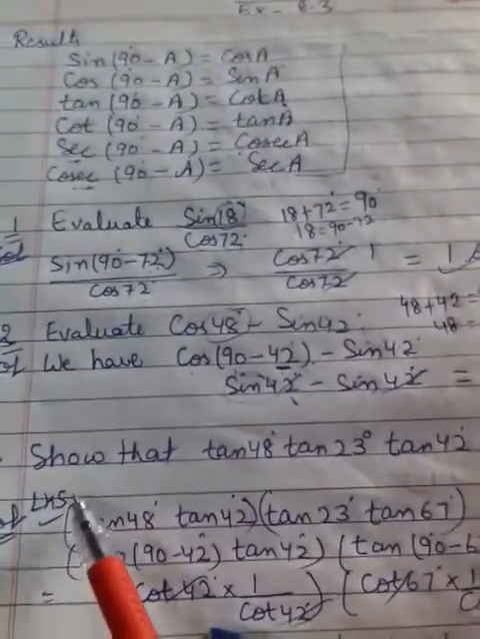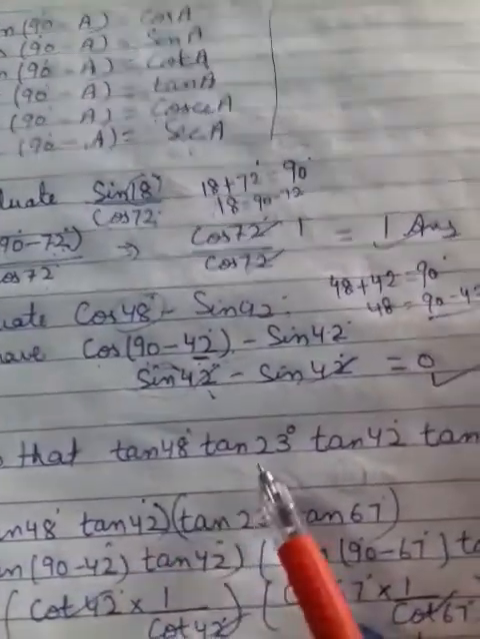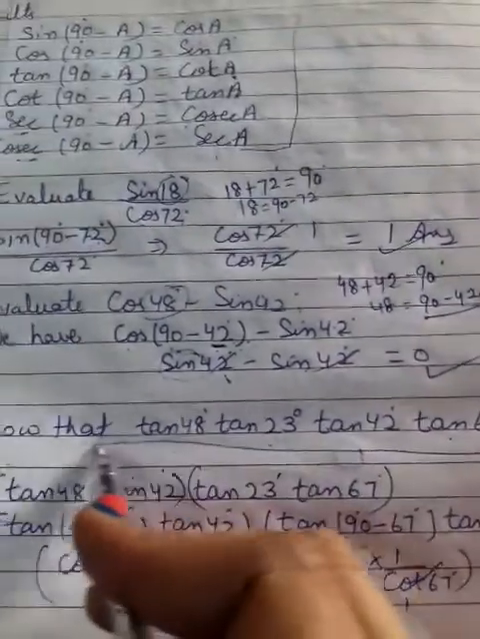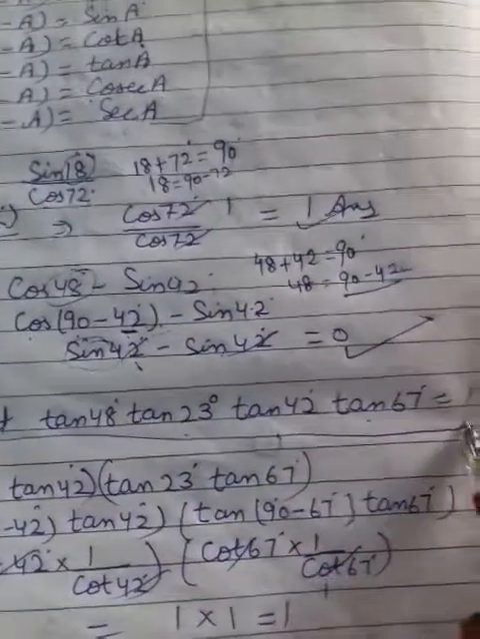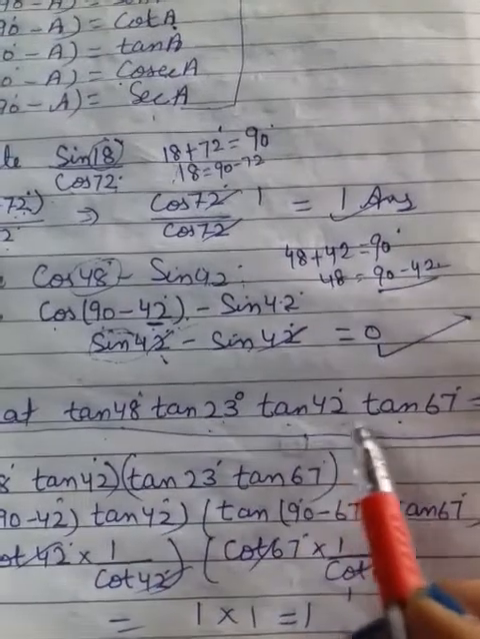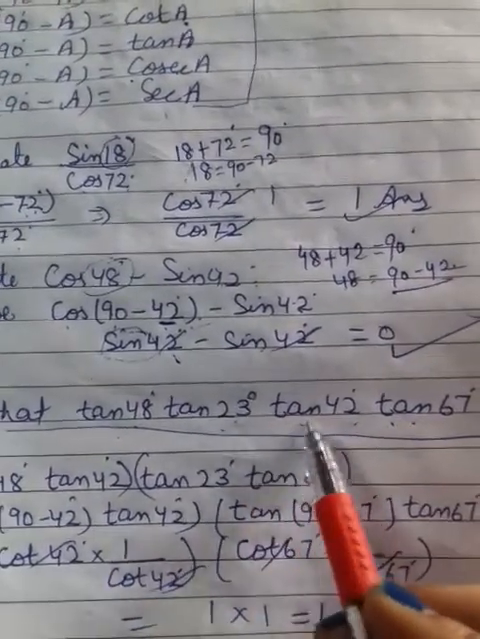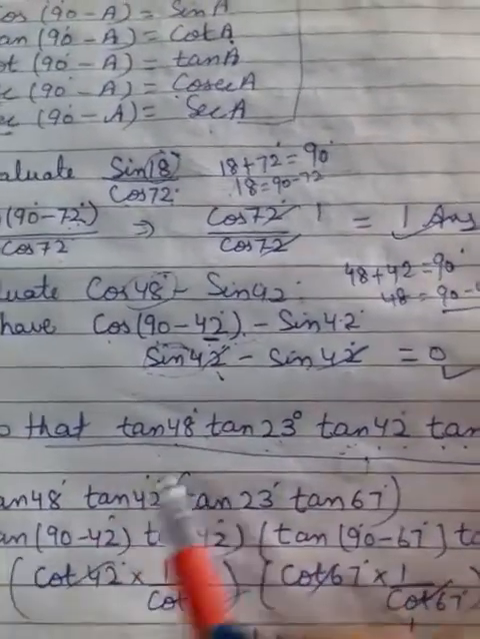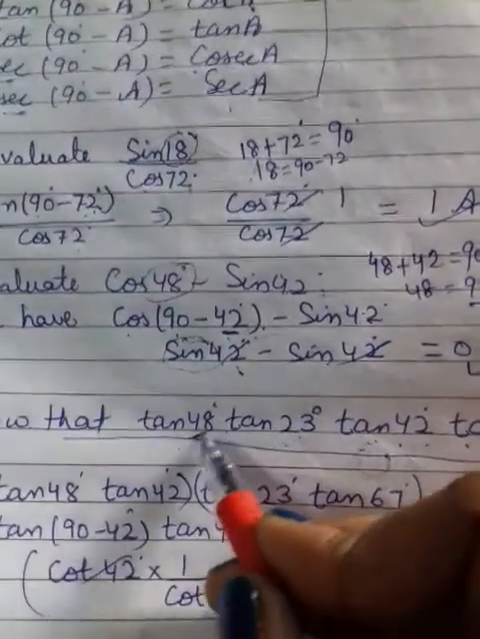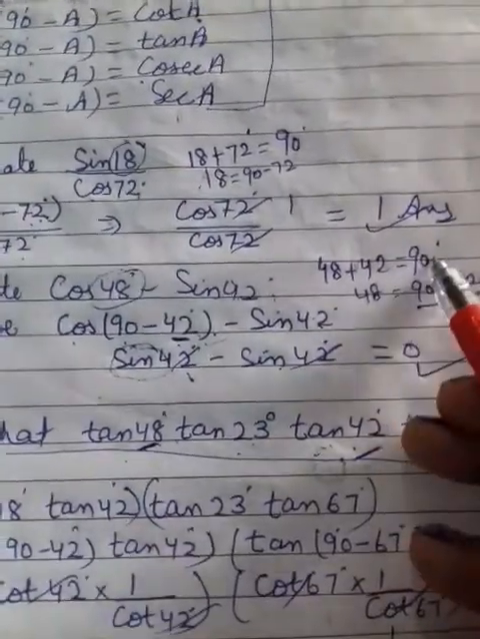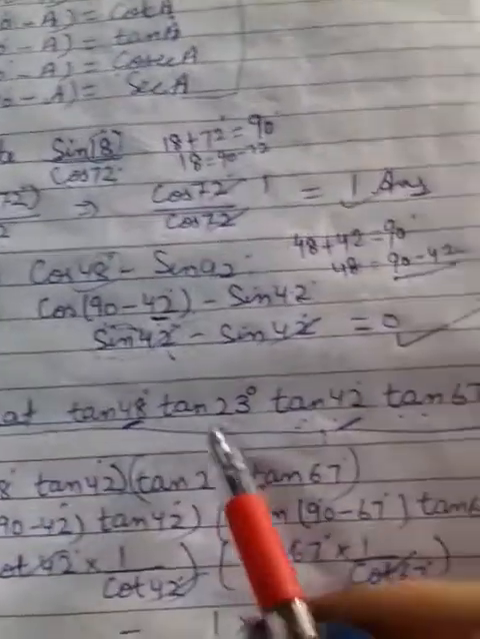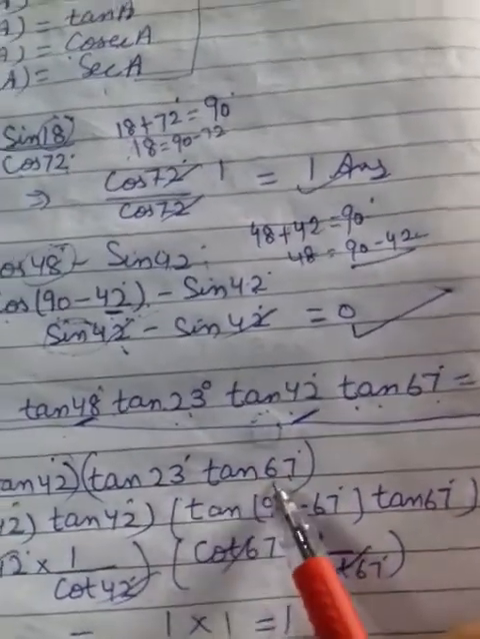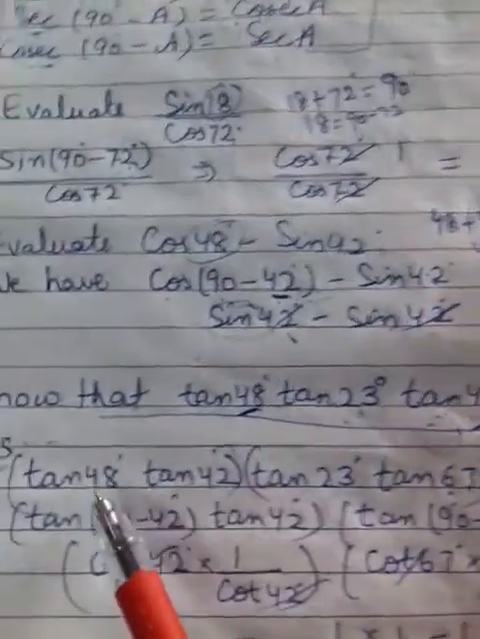Clear? Third question is show that tan 48, tan 23, tan 42, tan 67 is equal to 1. In this question you have to make left side is equal to 1. So firstly you will see that these are written in product. Without sign is there, so they are in product. So you will take those two numbers in bracket which are making 90 in addition. 48 and 42 I already added, they are making 90. So I kept them in one bracket and other one also I kept in one bracket because 67 and 23 are also making 90 degree.